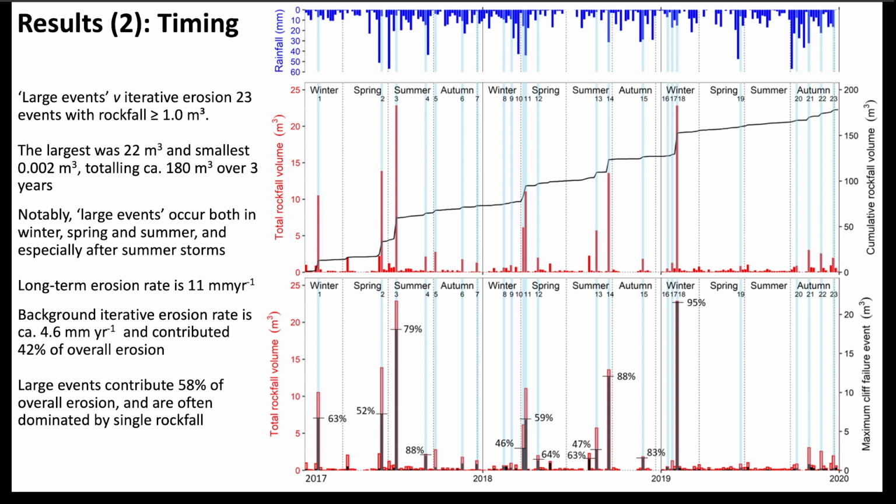So interestingly, we've got both big events driving one-off changes, but also this iterative background erosion. And so what controls these two processes, and what's significant in driving this background rate versus these one-off single failures, is really interesting and is important to get a handle on if we're to understand future responses of cliffs to, say, climate change or sea level change.